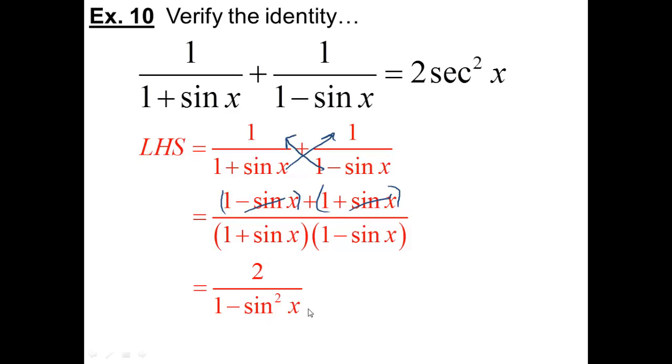From here it should be pretty straightforward. 1 minus sine squared is really cosine squared, and cosine squared can be brought to the top as secant squared, right-hand side.